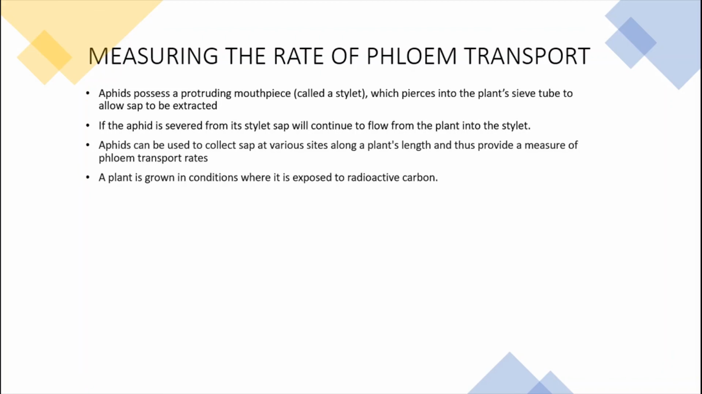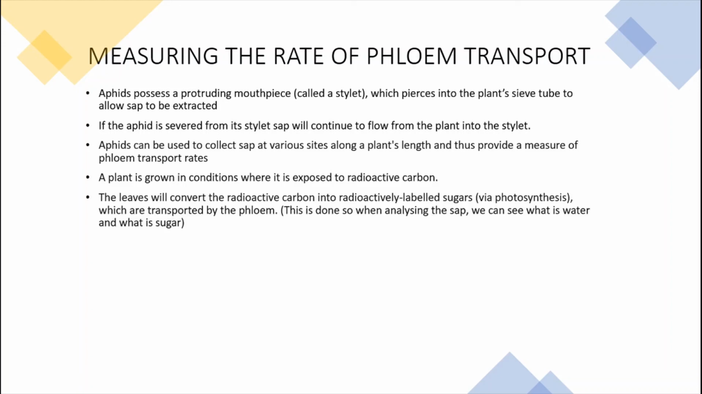How this is done is that the plant is grown in conditions where it is exposed to radioactive carbon. So it is exposed to marked or labeled carbon. The leaves, by photosynthesis, will convert this radioactive carbon into radioactive sugars. The reason why we radioactively label the carbon so that it is transformed into radioactively labeled sugars is so that we can keep track of where the sugar is, because we can see the radioactive labels using technology.